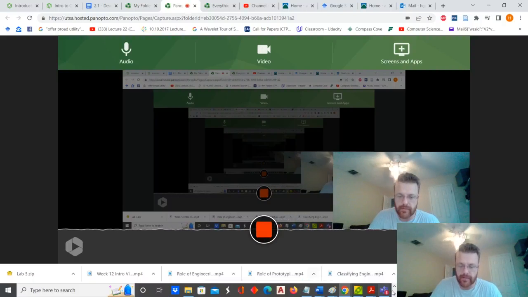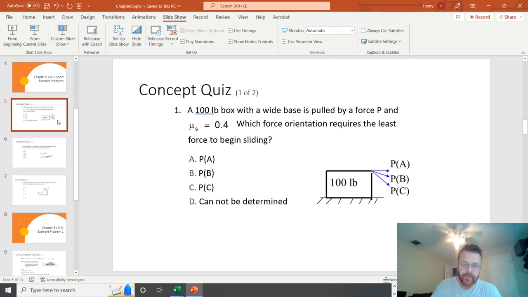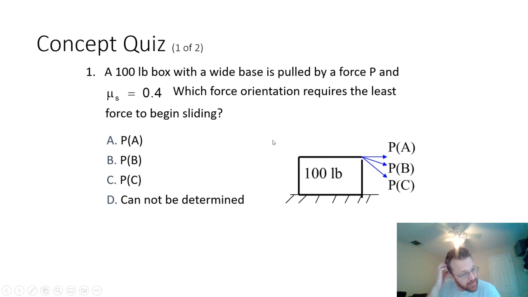So in this video, we're going to go over some basic problems to reemphasize those points from our initial lecture in this chapter. In the first problem, we're told that we have a 100-pound box sitting on a surface which has a coefficient of static friction of 0.4. And we're asked which of these three force orientations, denoted as PA, PB, or PC, would require the least amount of force to begin sliding. And what they're referring to there is the magnitude of those individual vectors.